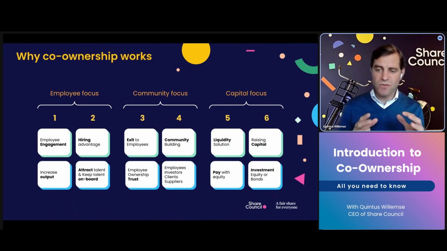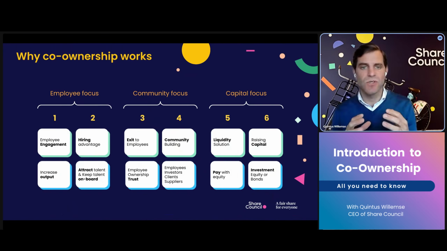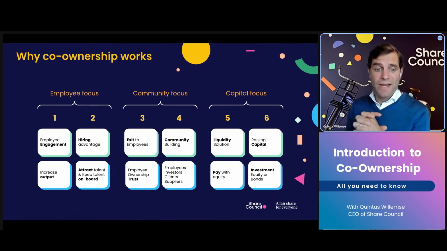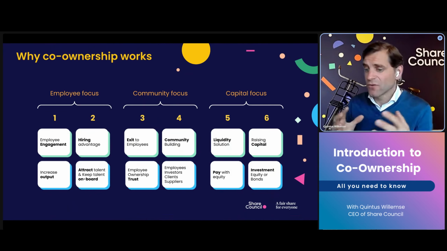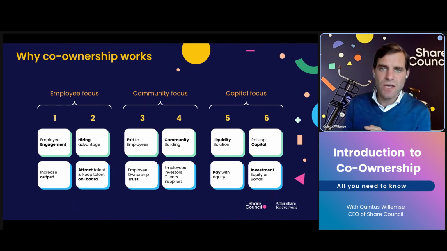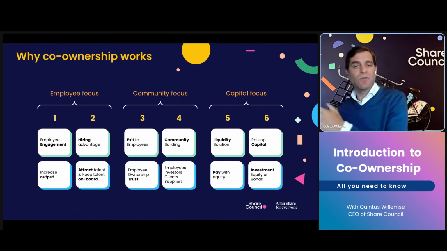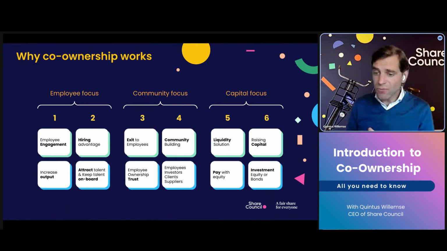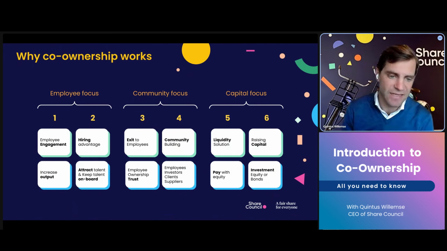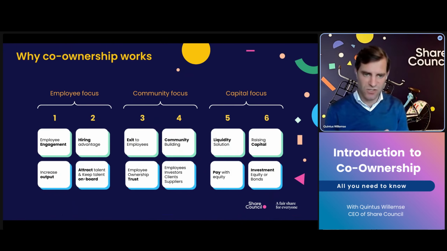Then also, next to that, you can use the same mechanisms for community focus. For instance, you might want to have an exit as a founder of the company. You don't want to sell to a VC or something else. No, you want to sell to your employees. Exit to employees, what we call that. It became really big in the last 10 years in the UK, and is now slowly but surely also moving over to the European mainland via employee ownership trusts.